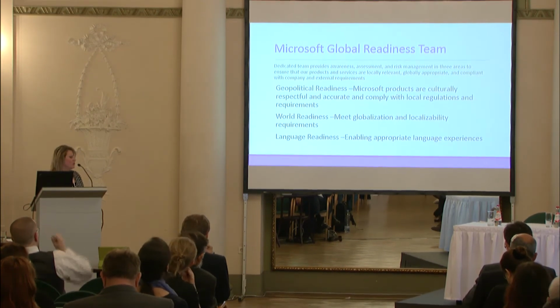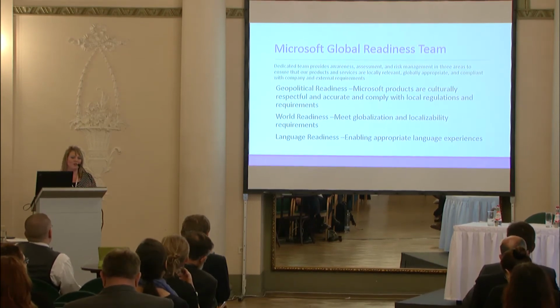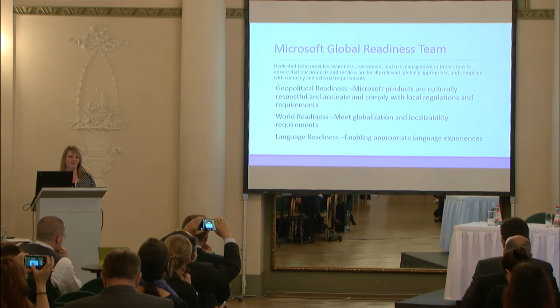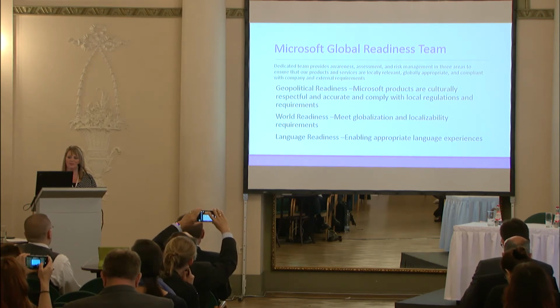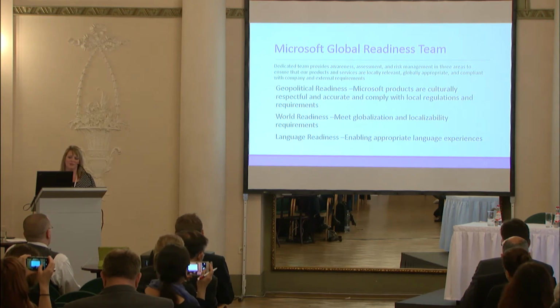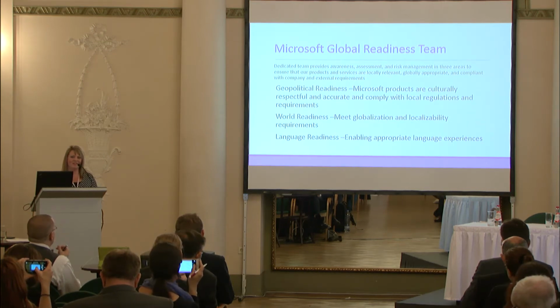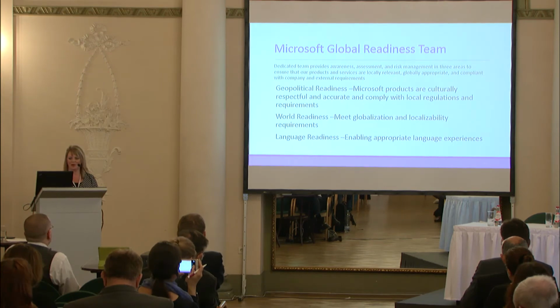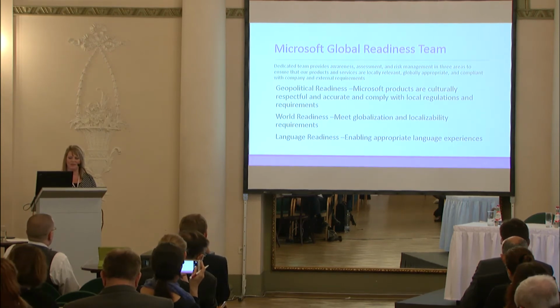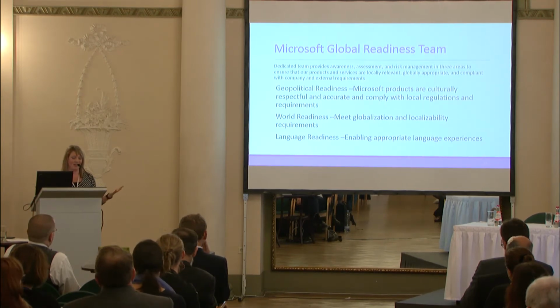This is a look at the structure of my team at Microsoft. We have 3 areas that we cover. One is the long-standing commitment that Microsoft has to respecting cultural preferences, being appropriate, understanding and complying with any local regulations or requirements, and really just embracing the diversity of the world through our products and services and marketing campaigns. We also have world readiness, where we consider globalization and localizability requirements, and then the language program, where we look to enable the right language for the right experience.